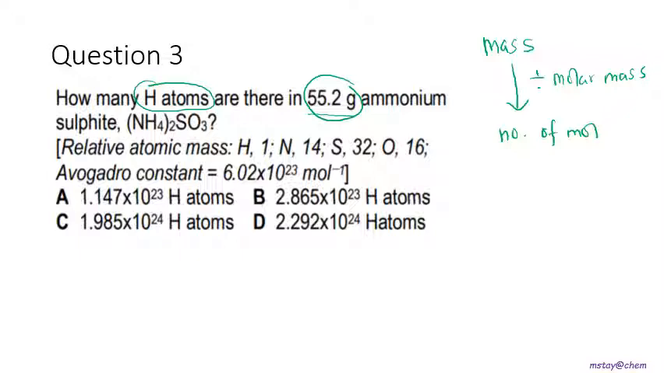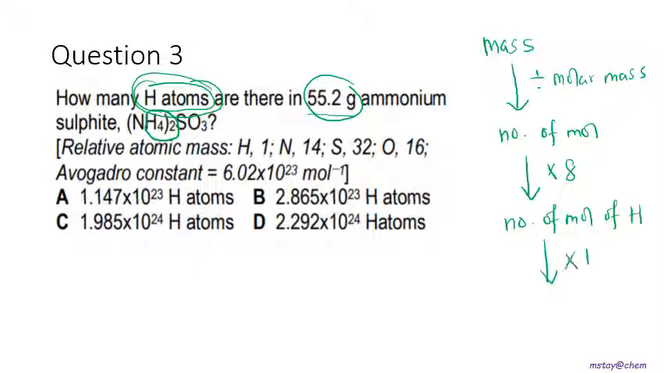But then the question asks us about how many hydrogen atoms. So you multiply by 8 to get the number of moles of hydrogen. Why 8? Because in ammonium sulfide there are 8 hydrogens, so that's why we multiply by 8. After we get the number of moles of hydrogen, you can multiply by the Avogadro constant, then you will get the number of hydrogen atoms. So the answer is D.